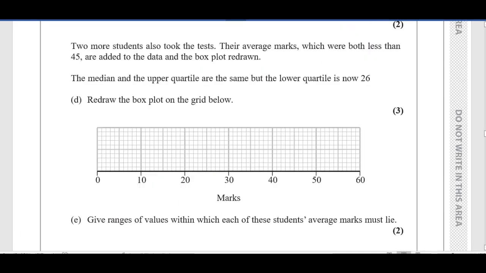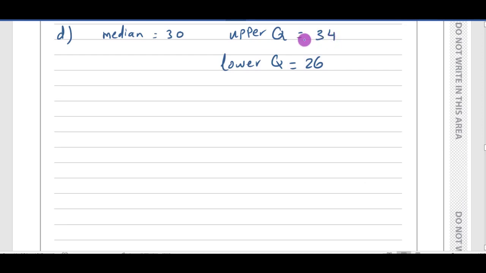Let us go ahead. Now 2 more students also took the test. Their average marks, which were both less than 45, are added to the data and the box plot redrawn. The median and the upper quartile are the same, but the lower quartile is now 26. Redraw the box plot on the grid below. The upper quartile is the same, 34, and the median is the same, 30. So the interquartile range is equal to 34 minus 26, which is equal to 8.